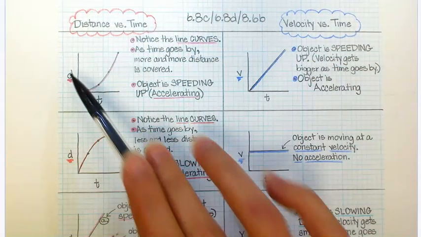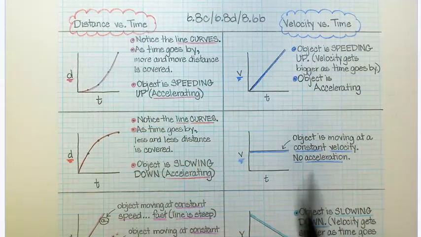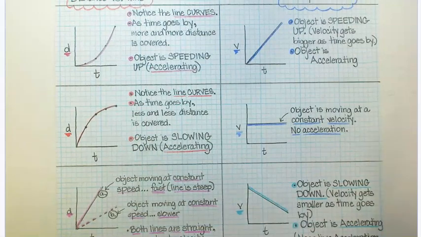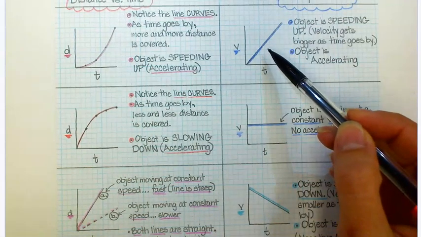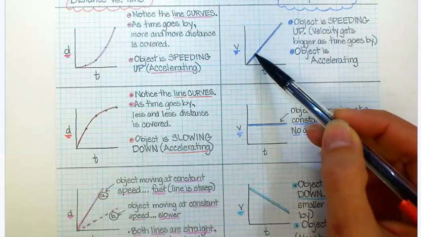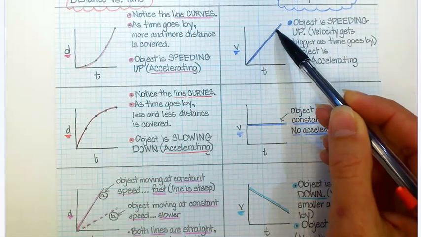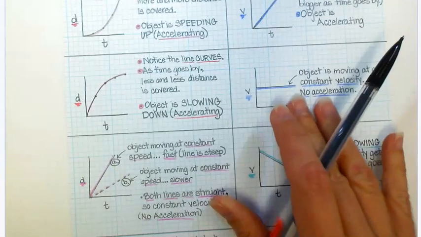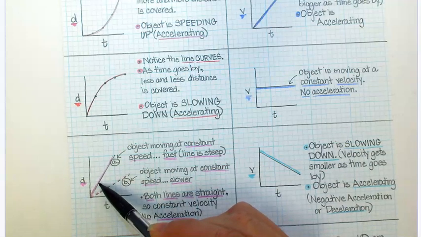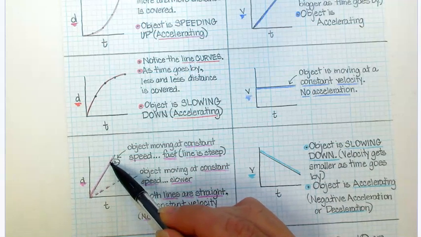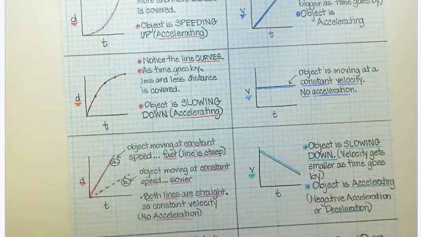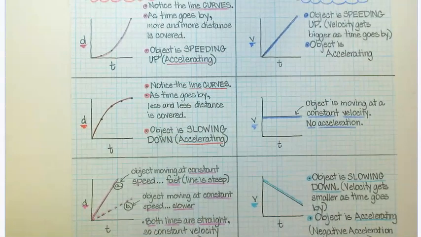So distance divided by time or velocity divided by time, but you've got to notice which one you're dealing with because that's very important. Because here on a velocity versus time graph, if you have a line that slants up, that object, the velocity value is increasing, which means it's speeding up. But down here, if it's a distance versus time graph, then the distance value is getting bigger, and that just means that the object is moving. So go over these one last time.